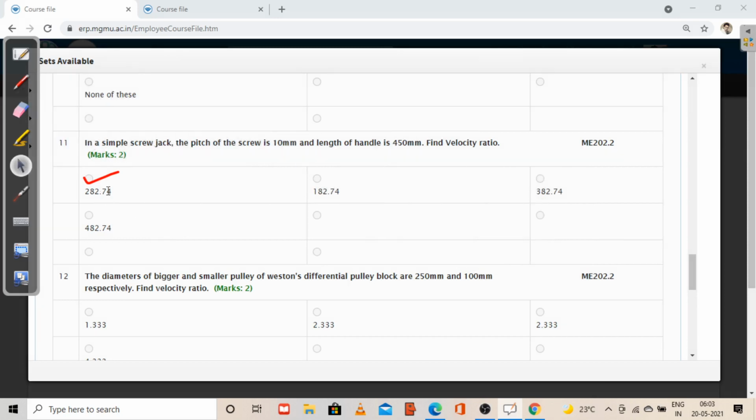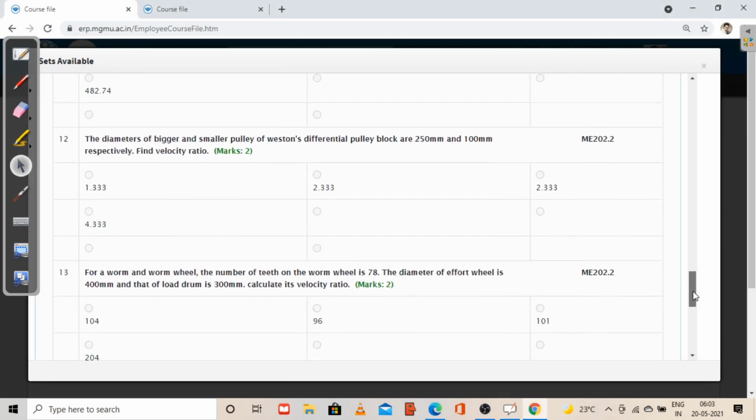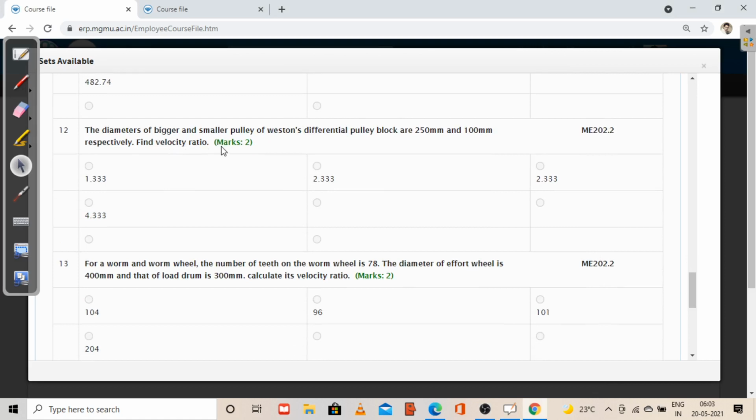Okay, so the first option is the right answer, 282.74. If you put all the right values, we'll get the answer. I will go for the 12th question. The diameters of the bigger and smaller pulley of Weston's differential pulley block are 250 mm and 100 mm respectively. Find the velocity ratio.